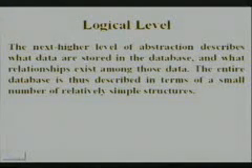It makes a higher level of abstraction. This is much higher. You must remember this figure, which gives you three different views of the database. The next higher level of abstraction describes what data are stored in the database and what relationships exist among these data. So they define the structure and they define the relationship among different structures. The entire database is just described in terms of a small number of relatively simple structures. So basically, what exactly is the logical view of the database?